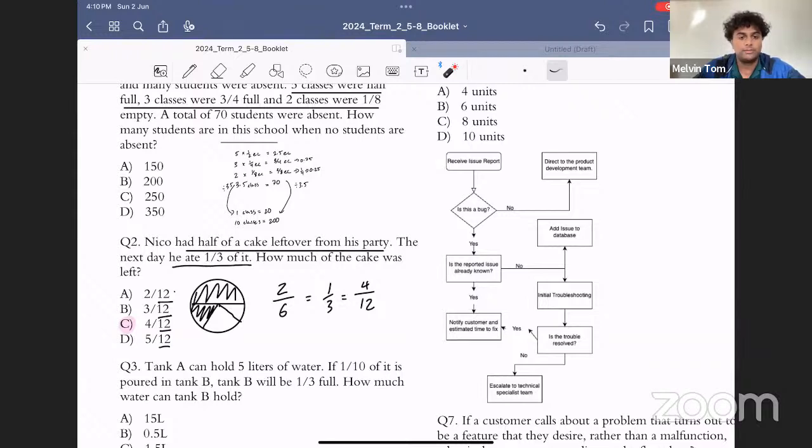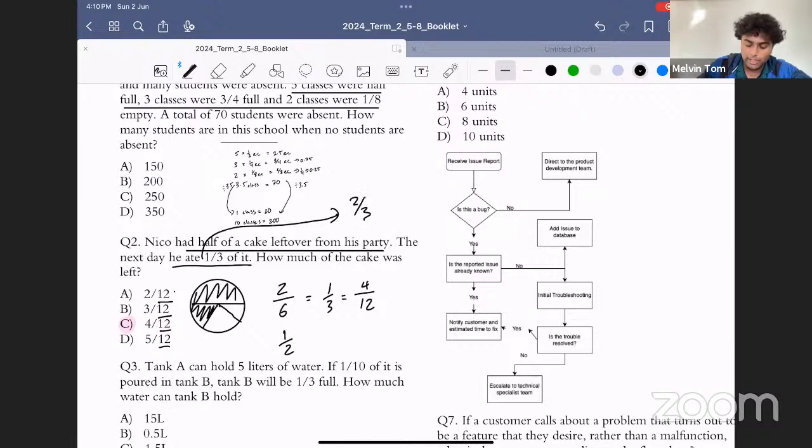All right, so that's question number 2. Now, just the maths way of it, like how you'd write it mathematically, it would be like this. A half of the cake is left. So when you eat the first half of the cake, you're left with 1/2. And you're trying to find, if he ate 1/3 of it, what's remaining is 2/3. So you do 1/2 times 2/3, which also gives us 2/6, which is the same as 4/12.